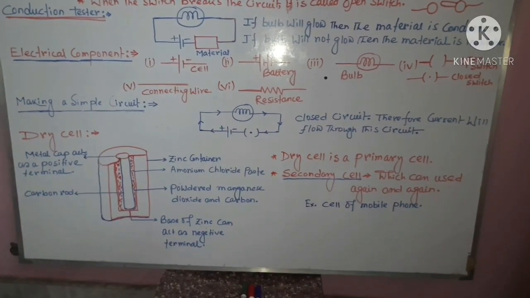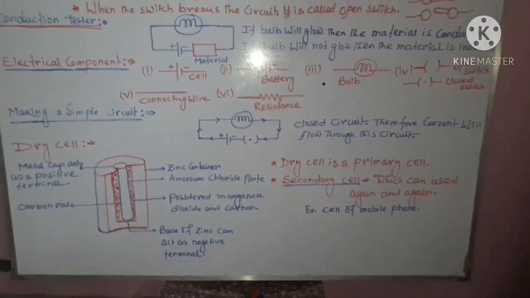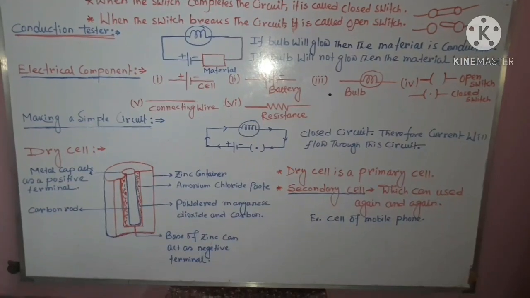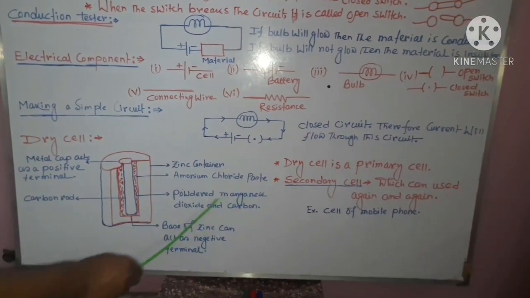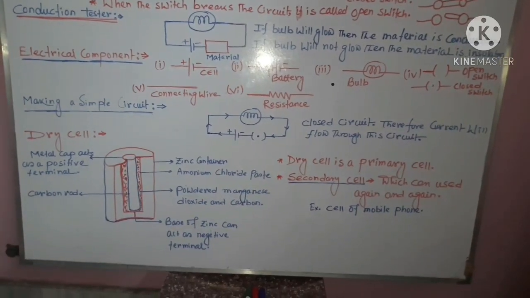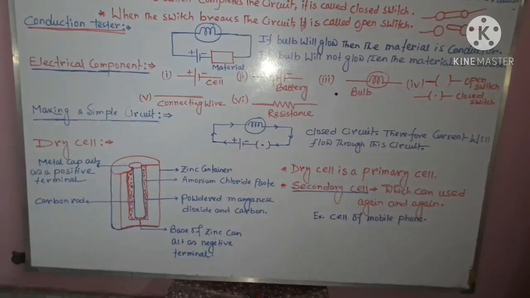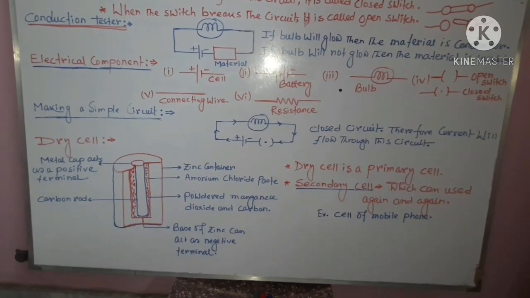So how electricity is produced in the dry cell, you have to remember. Within the dry cell a chemical reaction takes place between ammonium chloride paste and powdered manganese dioxide and carbon. Due to that chemical reaction, electricity is produced within the dry cell, which we can use for different purposes.